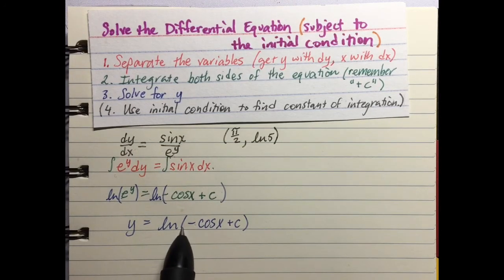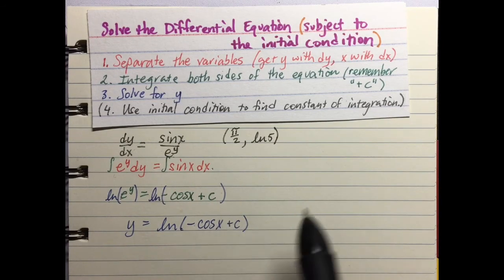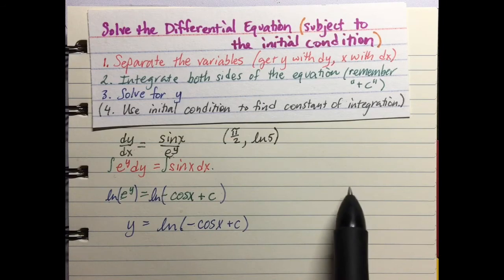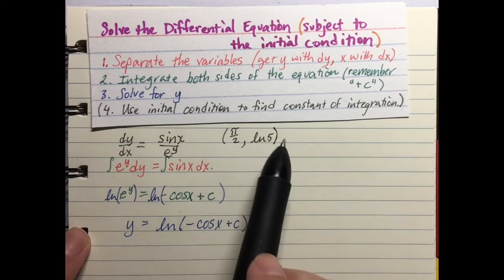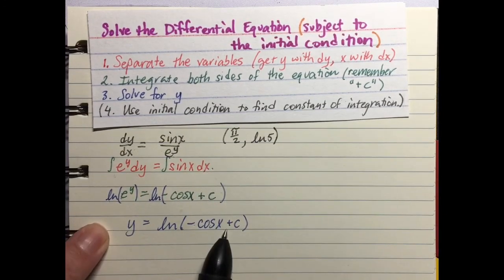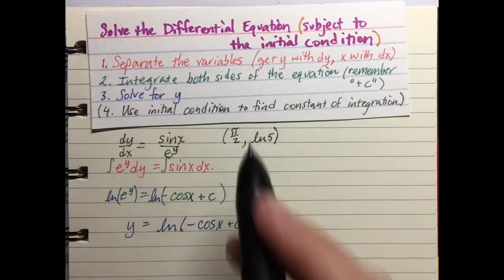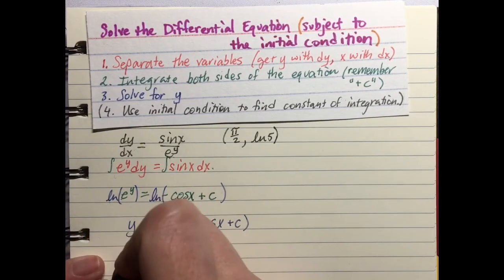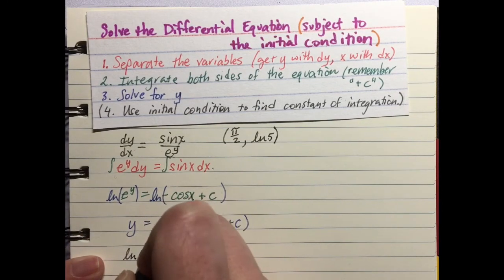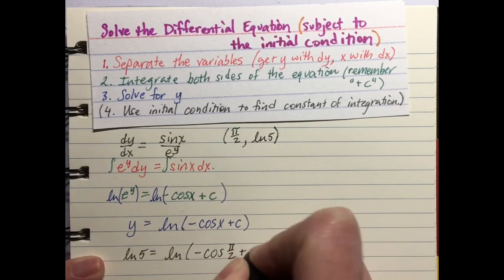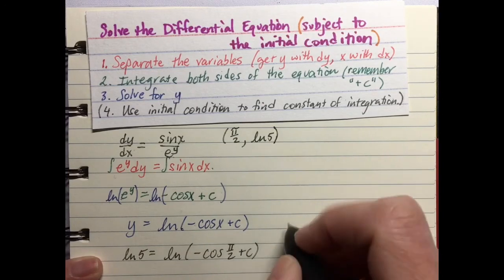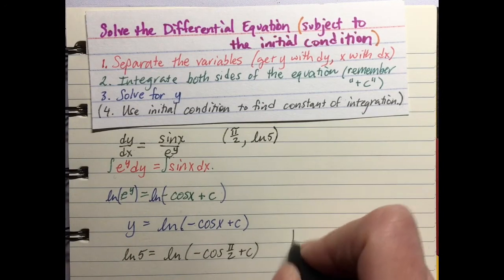The only time we have to worry about it is on our previous example, when you have that dx over x integral and you integrate it. Okay, so we have our solve for y taken care of. And again, if you didn't have an initial condition, you would be done here and you could go skipping off into the sunset. Instead, we will plug in those points. So I have natural log of 5 equals the natural log of negative cosine pi over 2 plus c. Just a reminder, cosine of pi over 2.